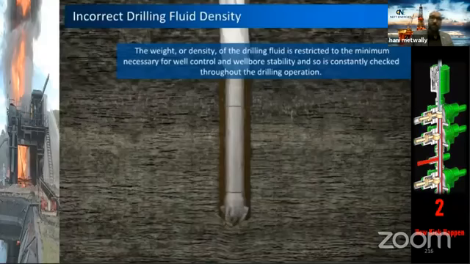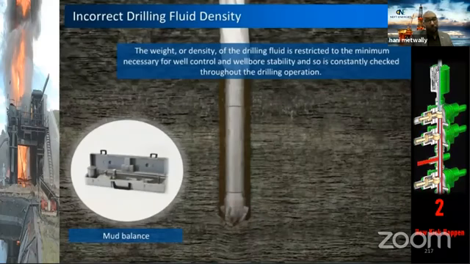Also, another reason that you have a kick is that you work with incorrect drilling fluid density. What is the meaning of incorrect drilling fluid density? The fluid density in this case can be higher than planned or higher than required, or less than required. If the fluid density is higher than required, what will happen? You will have loss of circulation.